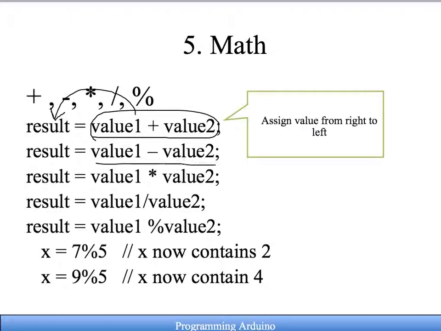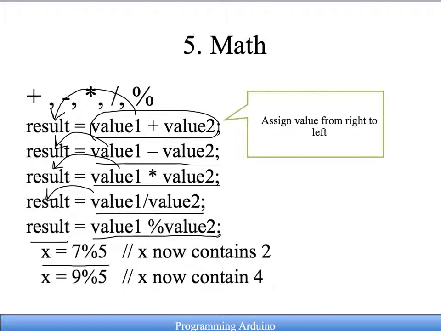Similar to value 1 minus value 2. So it's going to be like this. The last one is result equals value 1 modulo value 2. So for example, 7 modulo 5 gives the result 2. It means that 7 divided by 5 leaves a remainder of 2. So the last one is 2.